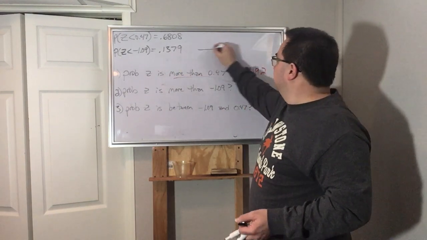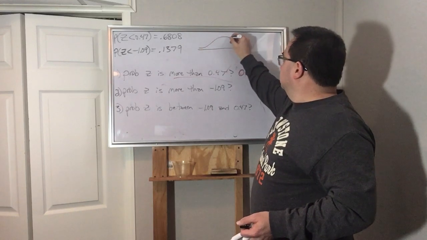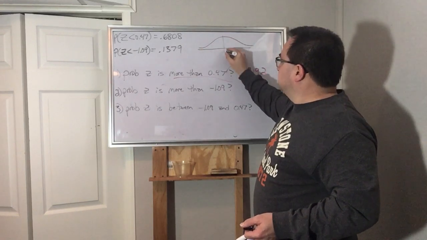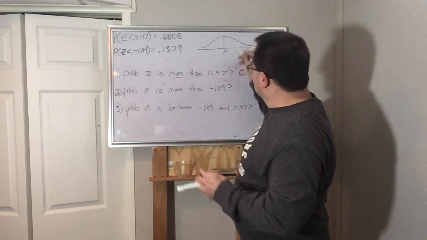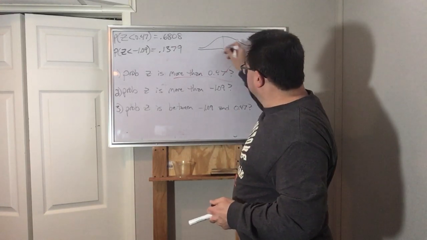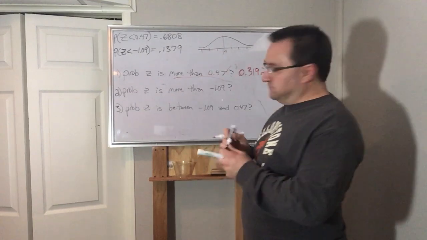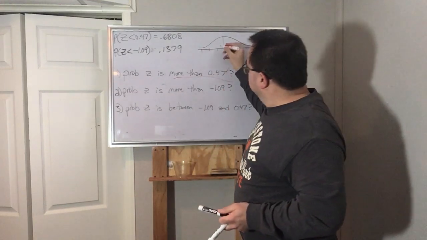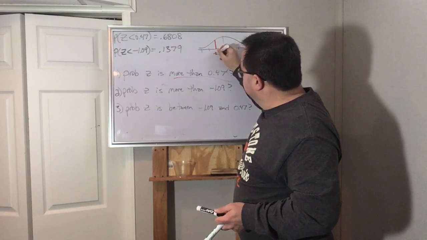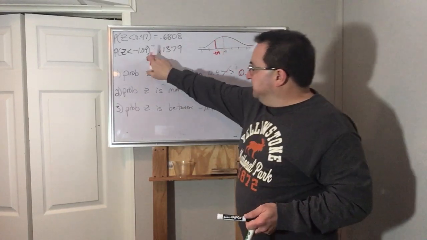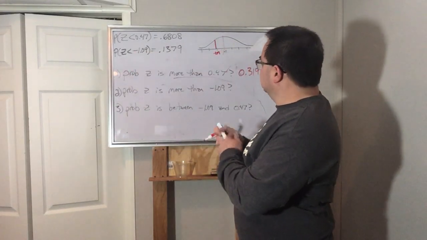Let's look at the picture. Here's a normal distribution. Here's the mean. We got to mark it off. 1, 2, 3, minus 1, minus 2, minus 3. Minus 1.09 is just a smidge behind the minus 1. Now this number was less than.